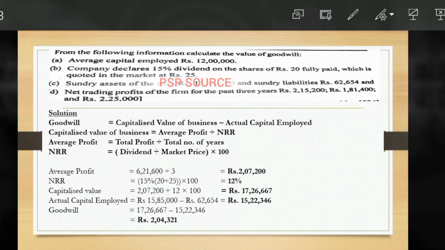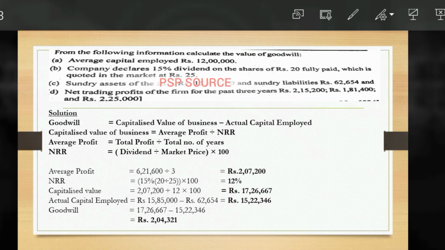Net trading profit of the firm for the past 3 years is rupees 2,15,200, 1,81,400 and 2,25,000. In order to calculate goodwill under the capitalization of average profit method, we need to adopt the formula for that. The formula is capitalized value of business minus actual capital employed.